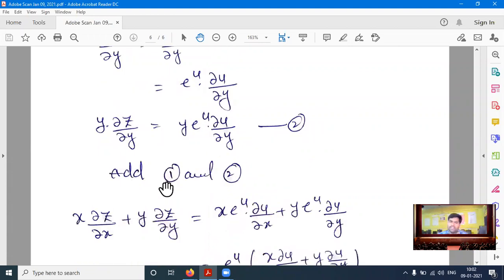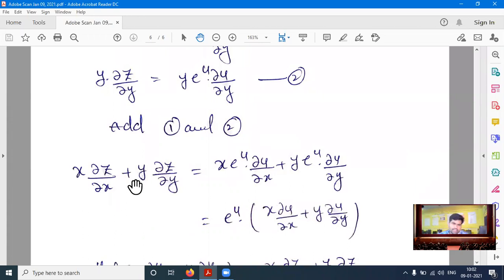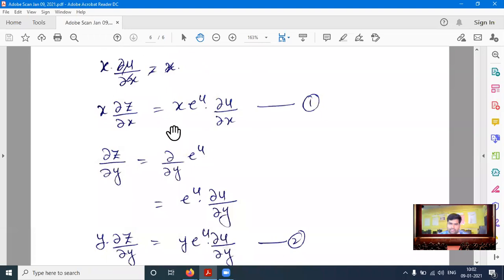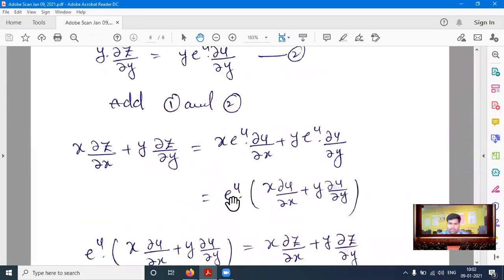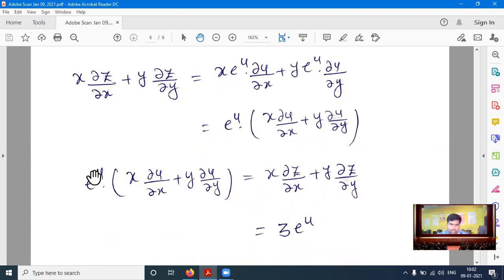And add equation number 1 and 2. So x into dou z by dou x plus y into dou z by dou y is equal to, on the right side, x into e to the power of u into dou u by dou x plus y into e to the power of u into dou u by dou y. In this, e to the power of u is common, so you take e to the power of u as common. Remaining is x into dou u by dou x plus y into dou u by dou y. So we are writing this: e^u times (x dou u/dou x plus y dou u/dou y) is equal to x dou z/dou x plus y dou z/dou y.